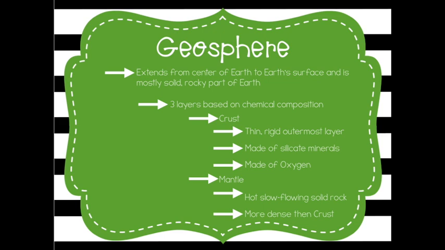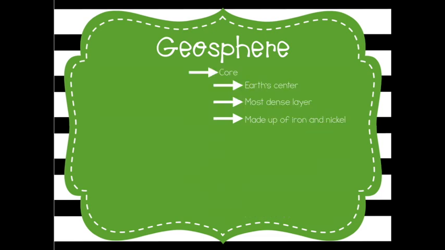Now, the mantle is a hot, slow-flowing, solid rock layer, and it's a little bit more dense than the crust. As you work your way into the core of the Earth, it becomes more and more dense. Which leads us to our last layer, which is the core. It's the densest layer. Again, star that because that's on the test. And it is the center of Earth, and it is made up of mostly iron and nickel.